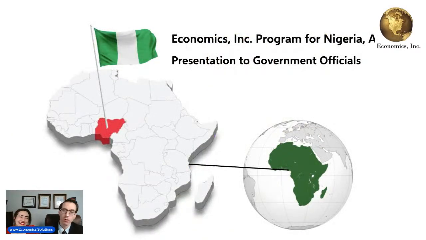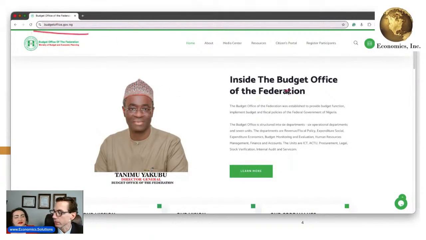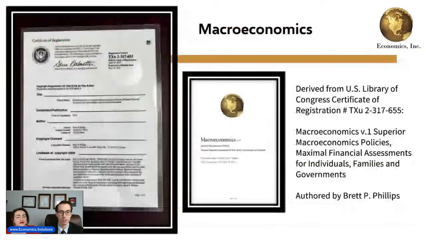All right. So out of all the different places in Africa, we have a program focused on Nigeria, Africa. And here you can see the budget office right here. We would definitely be able to assist with some of their existing objectives that we'll get into in this presentation.